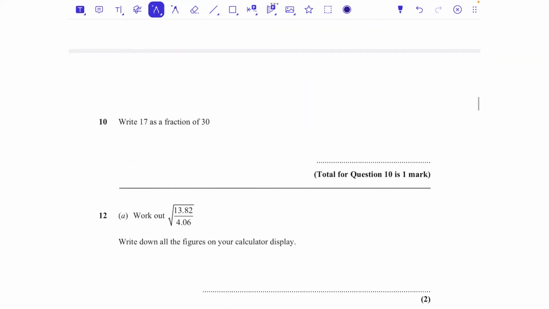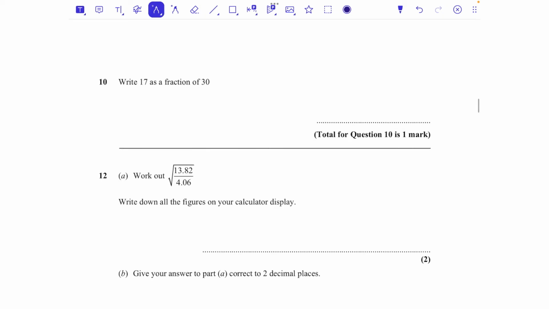Okay, question number 10. Write 17 as a fraction of 30. Not a trick question. It is asking you to write 17 out of 30.